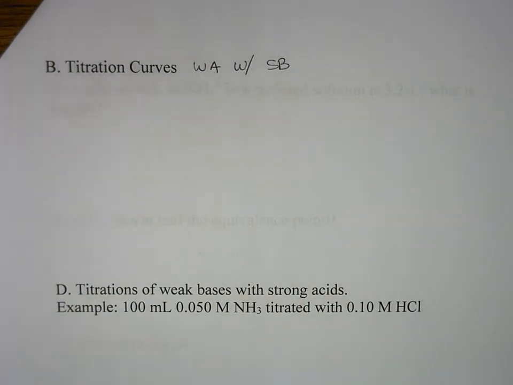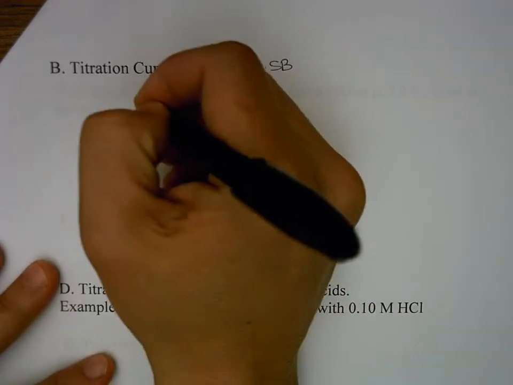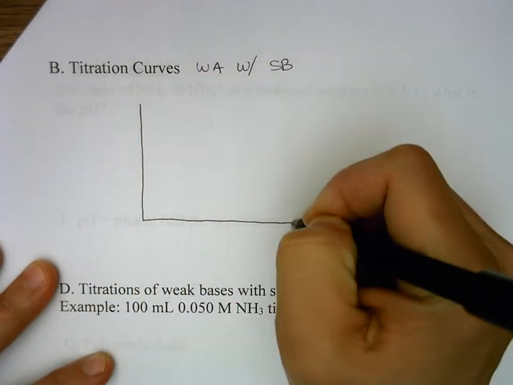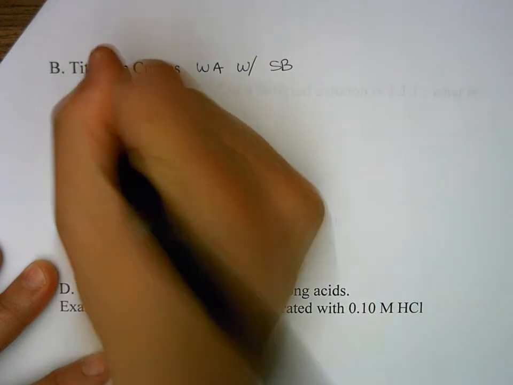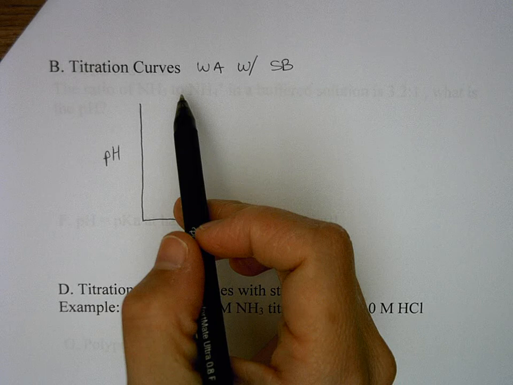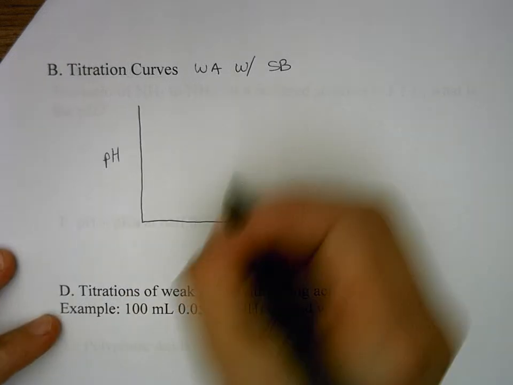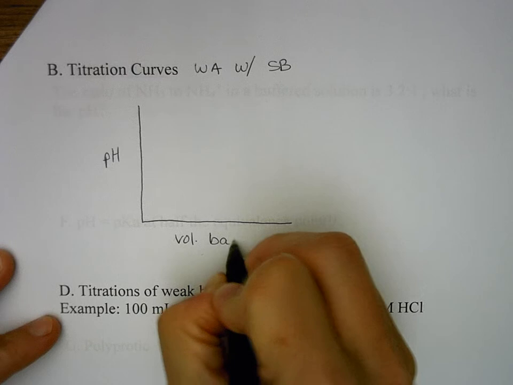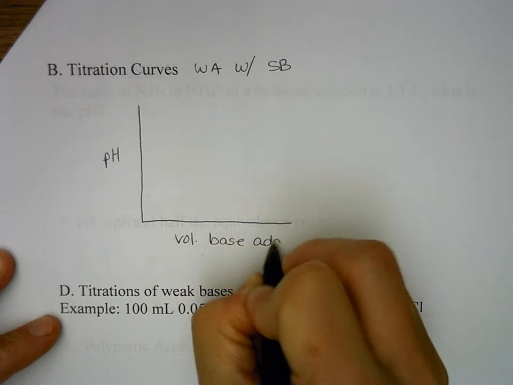The general idea is the same. The curve is basically the same. There are some key differences. On a titration curve, pH is on the y-axis. If I'm titrating a weak acid, that means I have the weak acid in the beaker, and then the strong base is what I'm adding. So this would be the volume of base added.